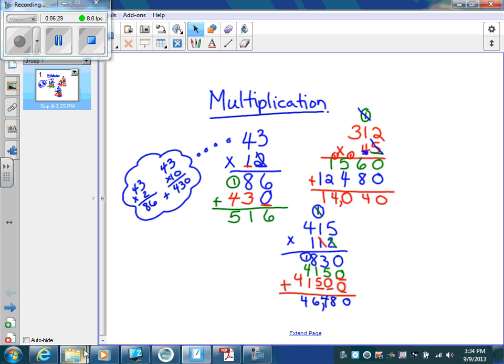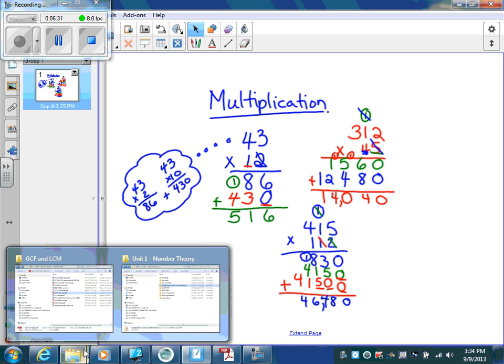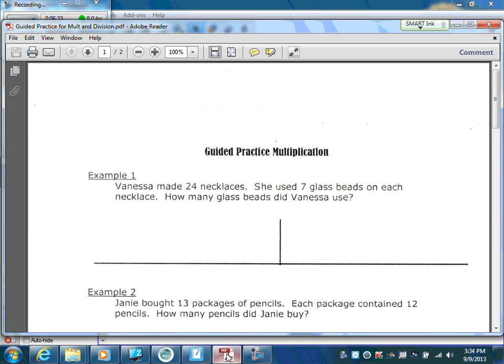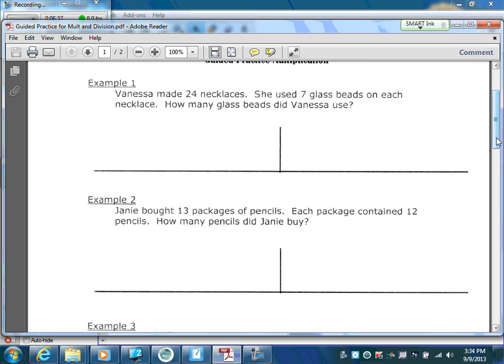Now, let's look at practice with multiplication using that. Okay, so the first one says Vanessa made 24 necklaces. She used 7 glass beads on each necklace. How many glass beads did Vanessa use? So we're going to start with our important information. We know that she made 24 necklaces. She used 7 glass beads on each.